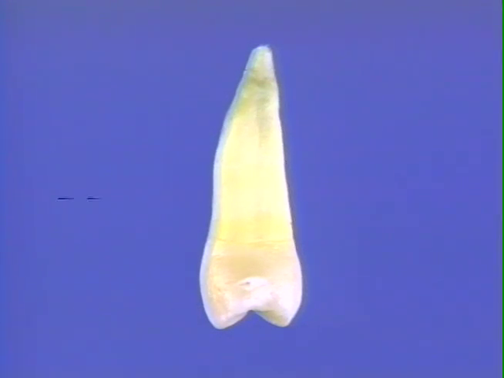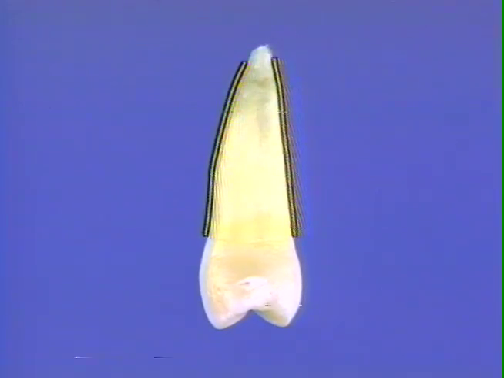Root outline. The single root, as observed from this aspect, demonstrates a greater width buccolingually than it did mesiodistally. The root outline tapers rather evenly from the cervical line to a relatively blunt apex.